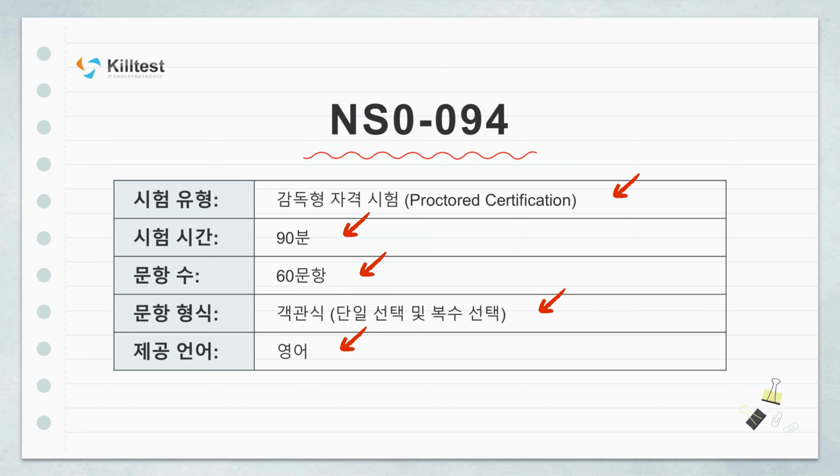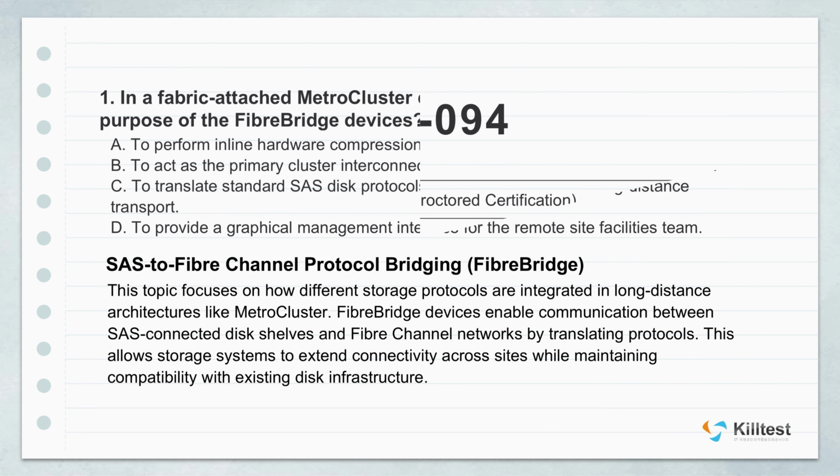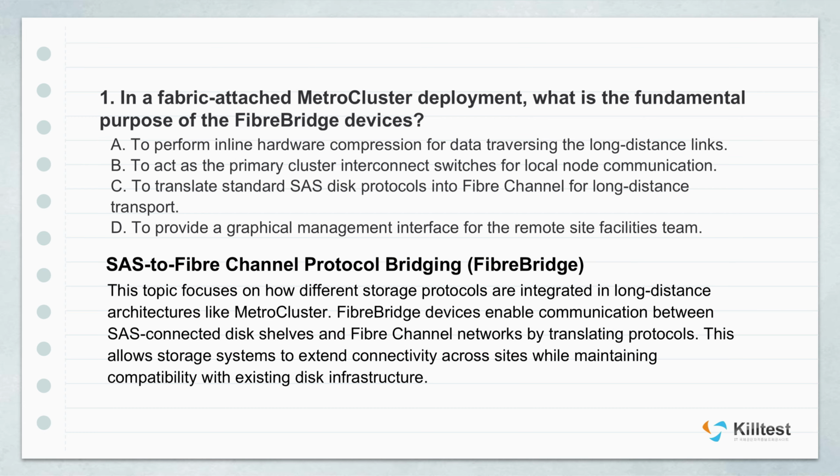Okay, let's unpack this starting at the absolute macro level. The macro level is crucial because before we look inside the box, we have to understand how these massive systems talk to each other across vast distances. Let's pull the first question from the source. It asks, in a fabric-attached metro cluster deployment, what is the fundamental purpose of the FiberBridge devices? And here are the first 2 options.